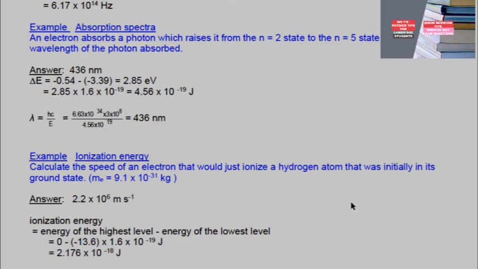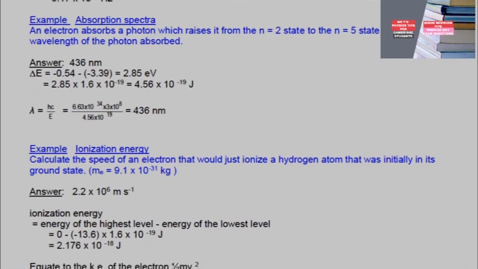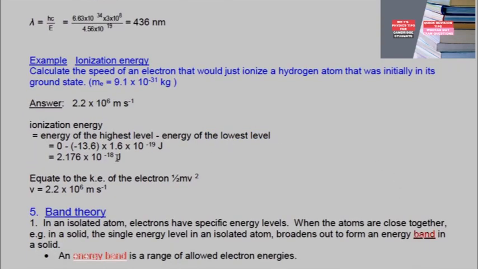Then an example on the ionization energy. Calculate the speed of an electron that would just ionize a hydrogen atom that was initially in its ground state. So from ground state, that is n is equal to 1, to ionization state n is equal to infinity. So remember, from ground state to n is equal to infinity, the energy is minus 13.6 eV. So that is E2 minus E1. E2 is the ionization state, which has a value of 0. And then E1 is that value there, which is n is equal to 1. So 0 minus 13.6, then multiply by elementary charge to convert to joules. You get 2.176 times 10 to the power of minus 18 joules.